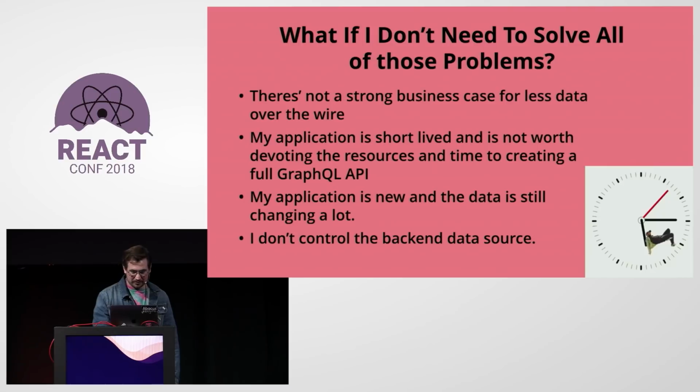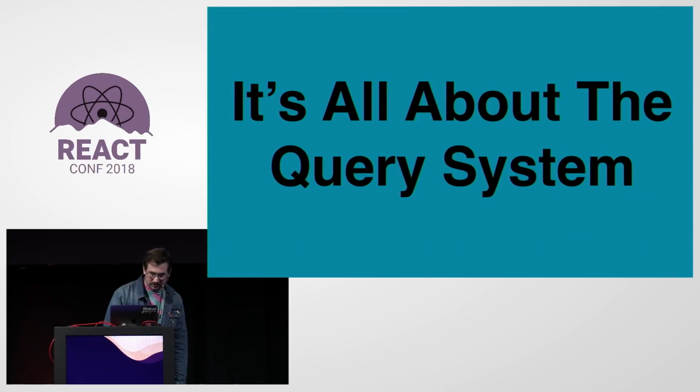You don't control the backend data source. I think in the talk earlier I mentioned Firebase. If you want to talk directly to Firebase from your front end, that's not going to come back as GraphQL, but you still might want to use a GraphQL-style query to get that data. So it's all about the query system, as I will continue to say, I think 30 more times.